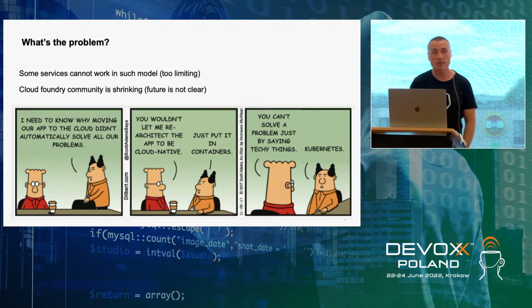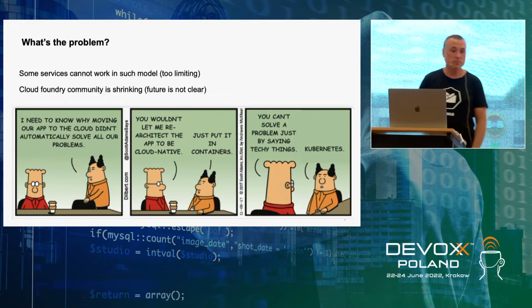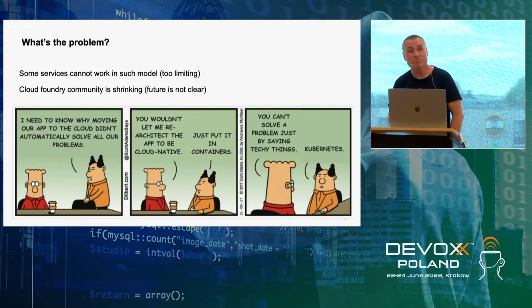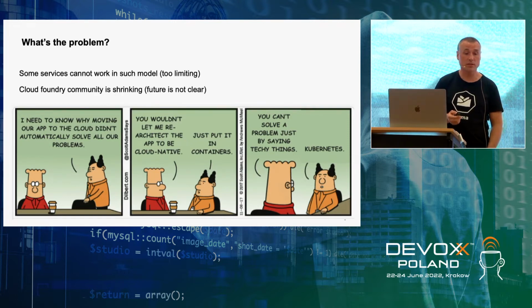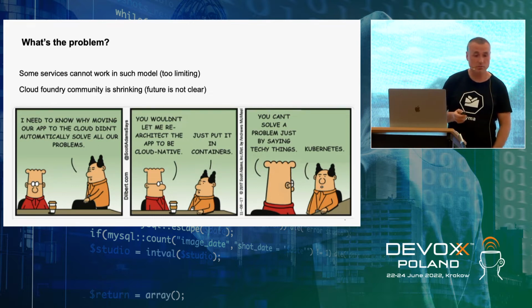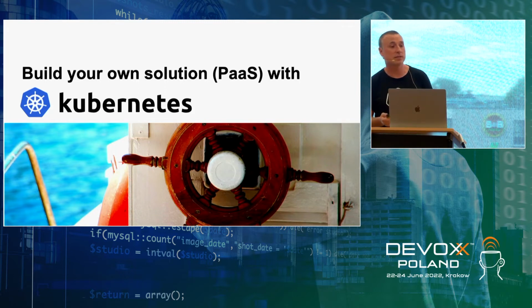A typical 12-factor application can expose, for example, only one HTTP port, and you cannot do more. And to consume backing services, you need to use BOSH, some strange ancient technology that maybe is not the best one, with a steep learning curve. And last but not least, the Cloud Foundry community nowadays is shrinking, and the future is not so clear. We had the impression that we need to go somewhere else. And the buzzword is Kubernetes. Let's go to Kubernetes. So maybe we should build our own solution with Kubernetes.